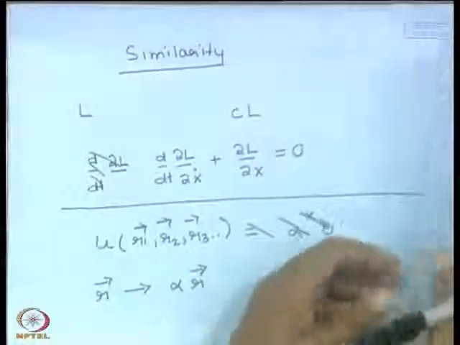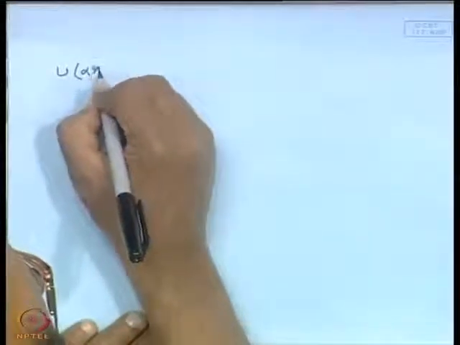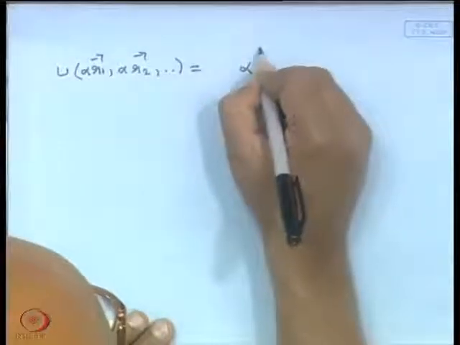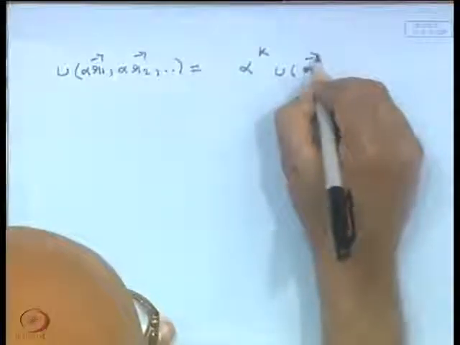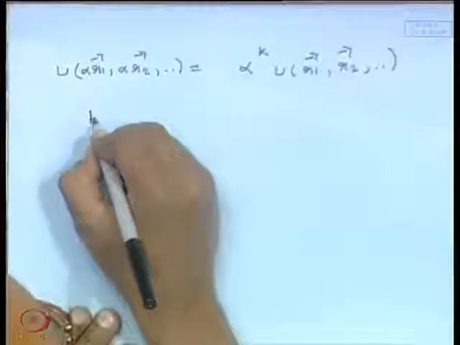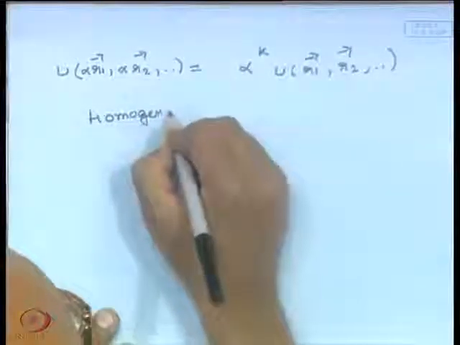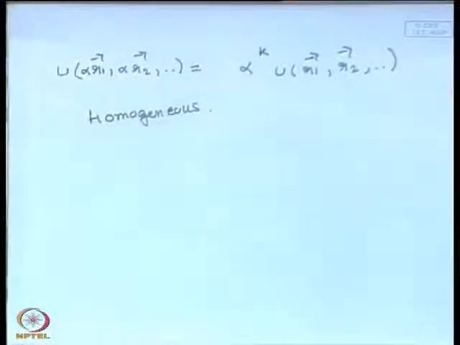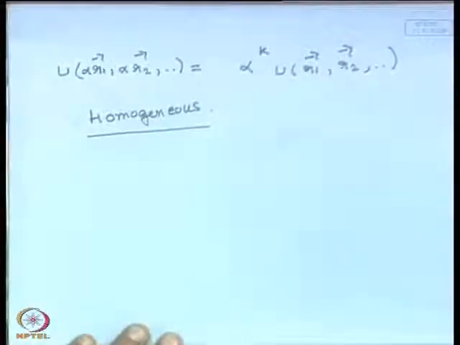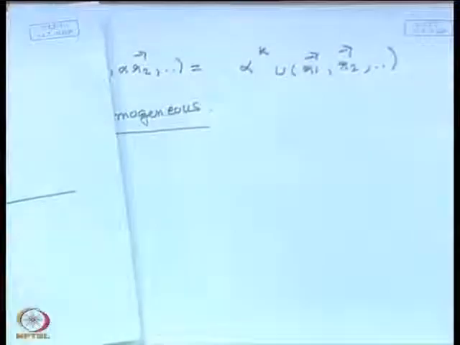What we mean by this is that my potential has the property that U of alpha r1, alpha r2, etc. is equal to alpha to the power k times U of r1, r2, etc. So I assume that my potential interaction is homogeneous.